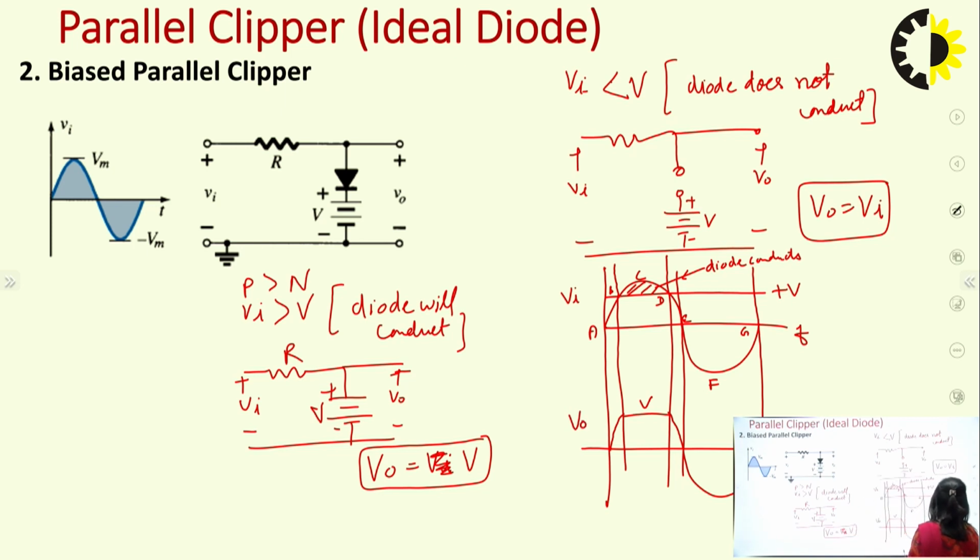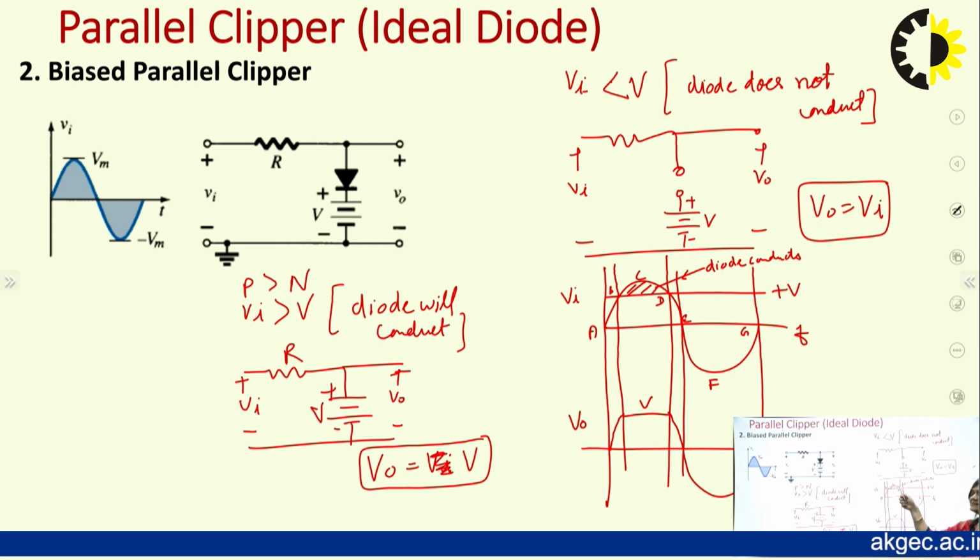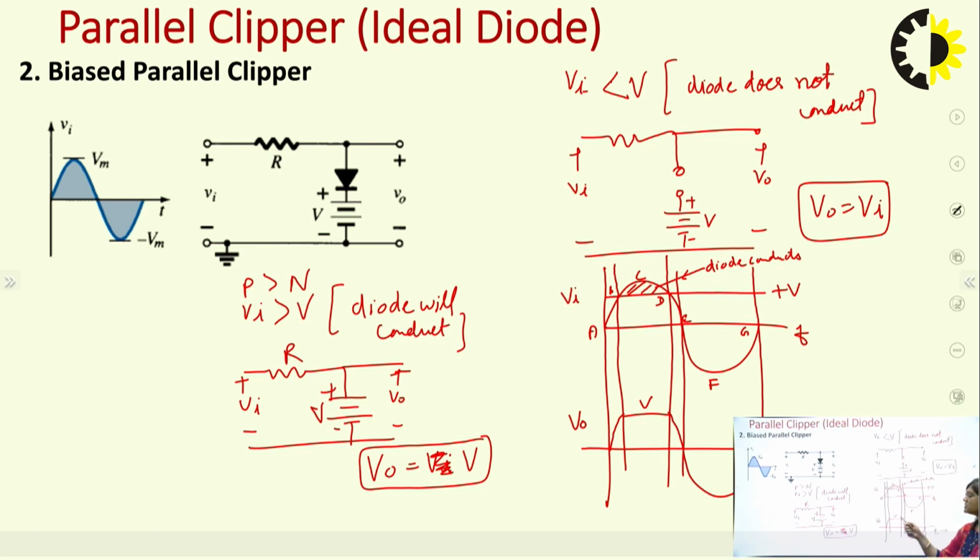So our output will be in this way. For the conducting region BCD it is V, and for the rest of the region it follows the input signal. So this is basically a positive clipper, and it is biased because some amount of the positive cycle has been removed, not the complete positive cycle. That's why it is a biased clipper.